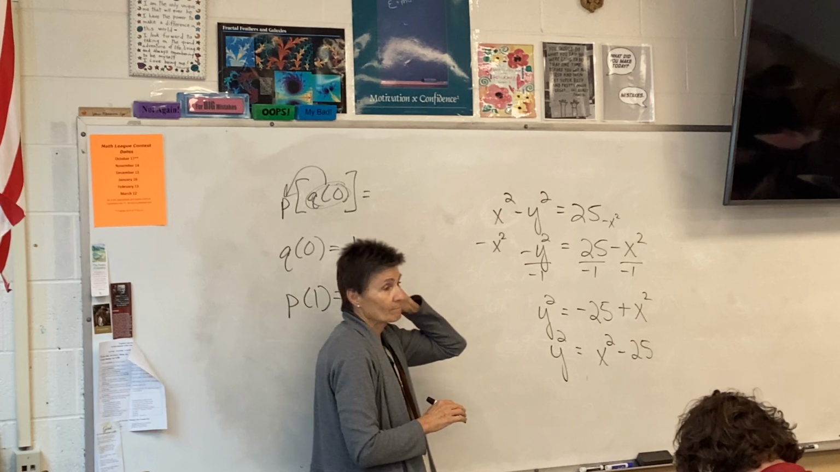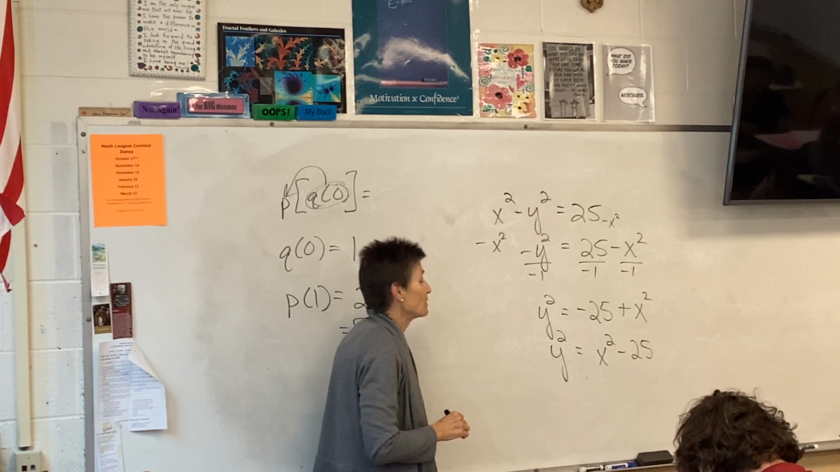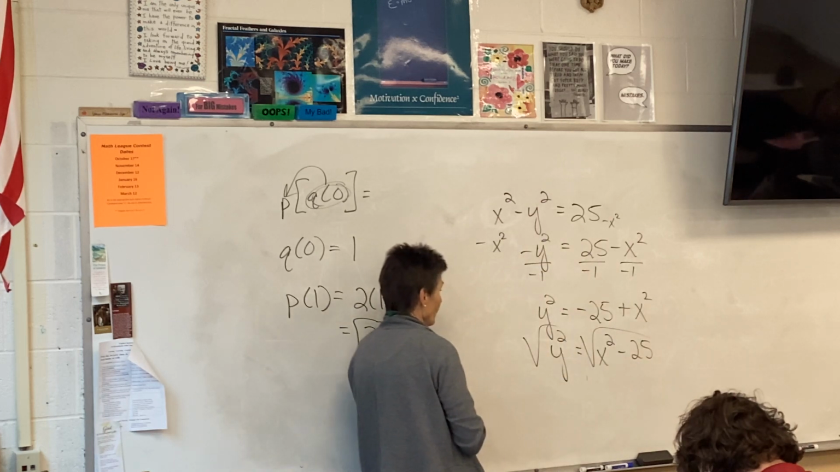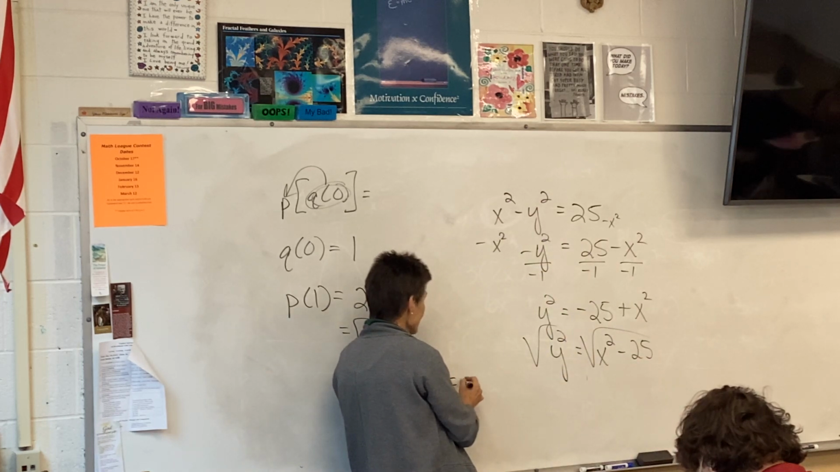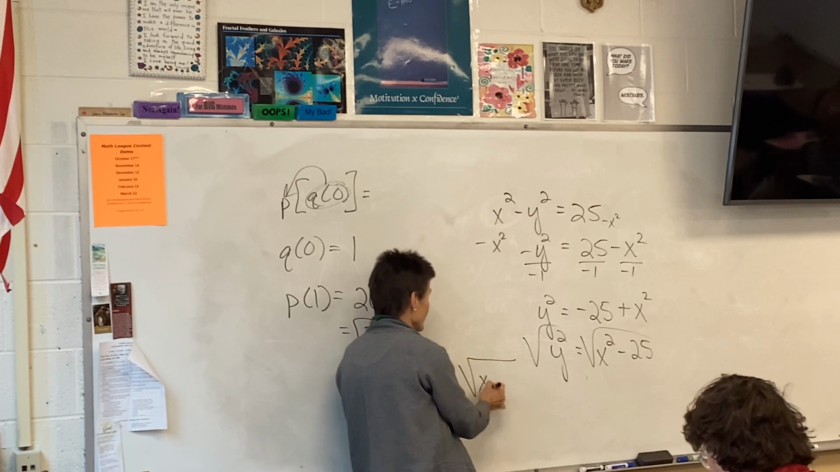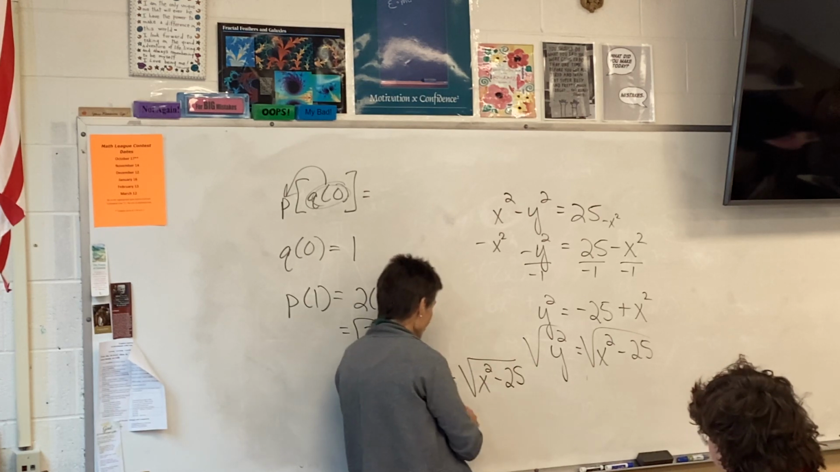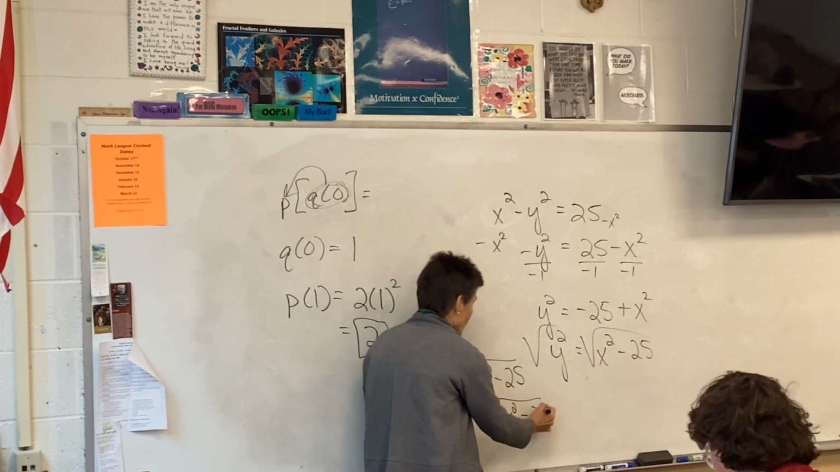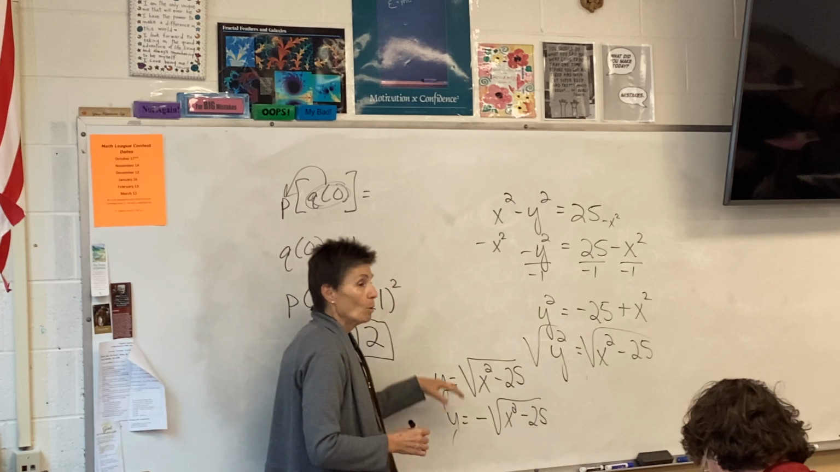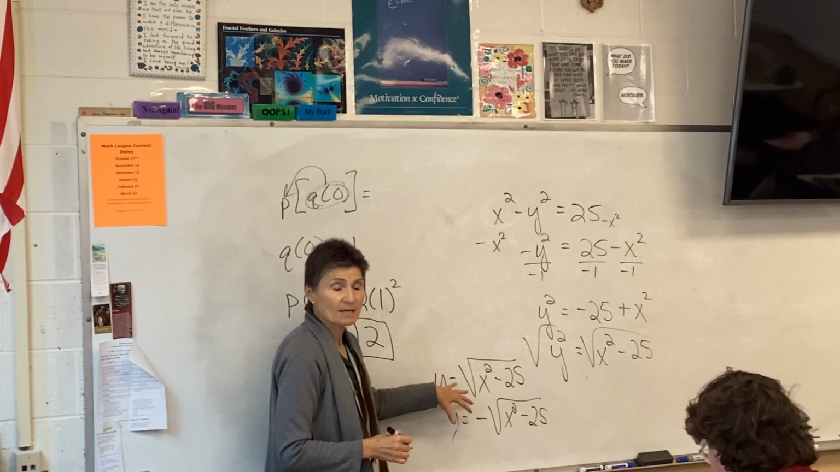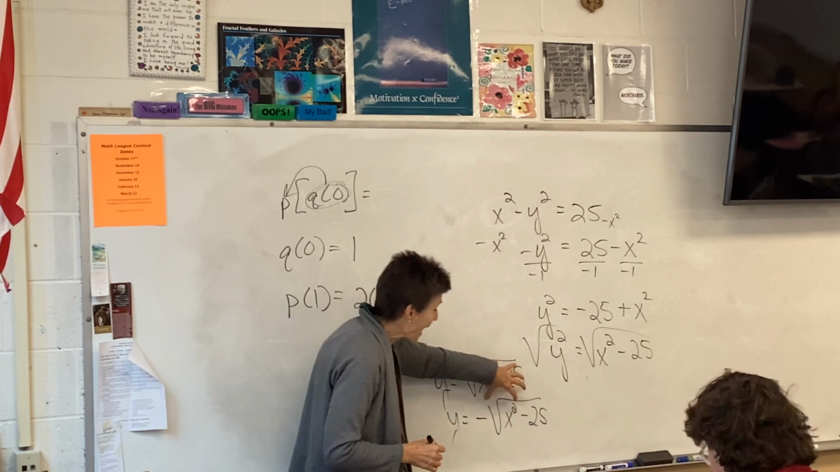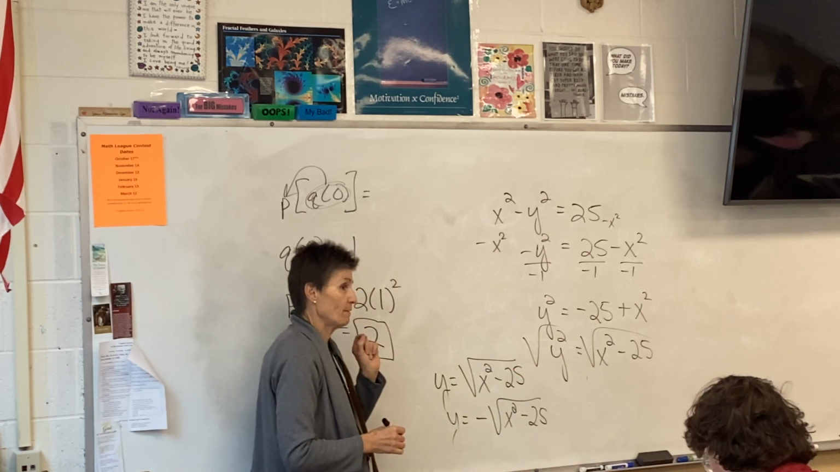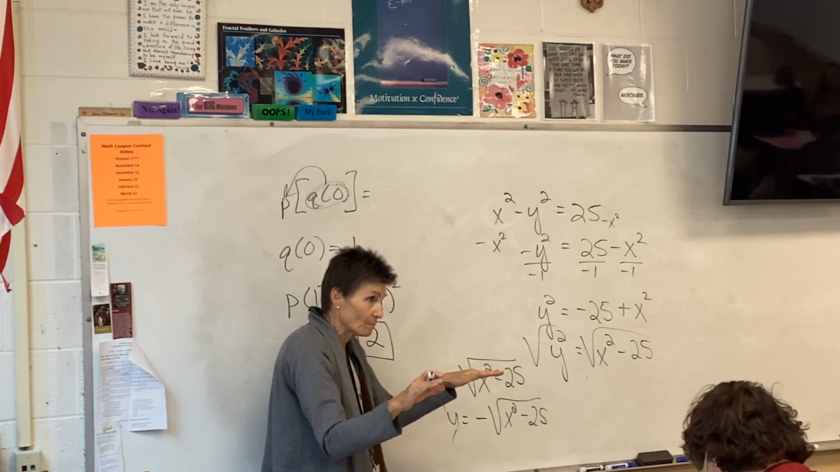Okay? Now what do we do? Square root. Either one. So y equals the square root of x squared minus 25 and the negative square root of x squared minus 25. What you write in that answer blank is exactly the same, except one has a negative in front of it. Otherwise, they are identical.